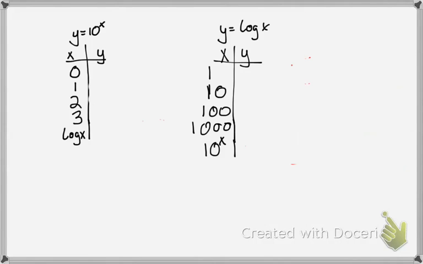So let's take a look at a pretty basic function. We've got y is equal to 10 to the x. If I asked you to complete an xy table for this, let's say 0, 1, 2, 3 is x. Let's take a look at how that would come out. So 10 to the 0 power would be 1. 10 to the first power would be 10. 10 squared would be 100. 10 cubed would be 1000.